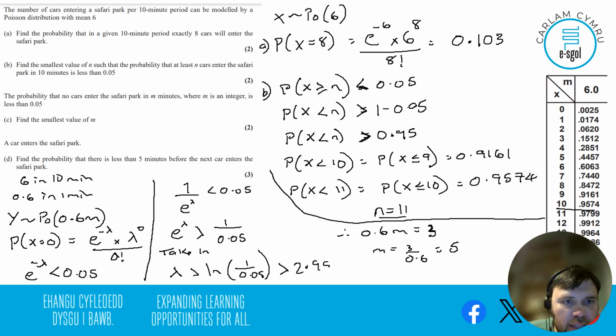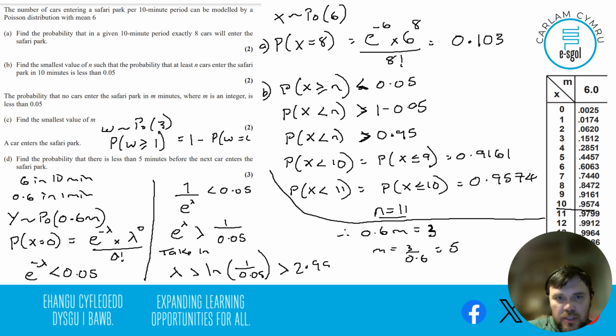The next part, which I will put in this section here, is part D: find the probability that there is less than 5 minutes between the next car entering the safari park. Well, you've done all the hard work. You've worked out that your lambda is going to be 3 from before, in which case W belongs to Poisson distribution of 3, and the probability that W is greater than or equal to 1 is 1 minus the probability that W is equal to 0, which is going to be 0.9502. And then that's your answer.